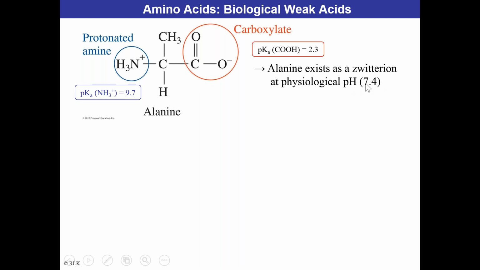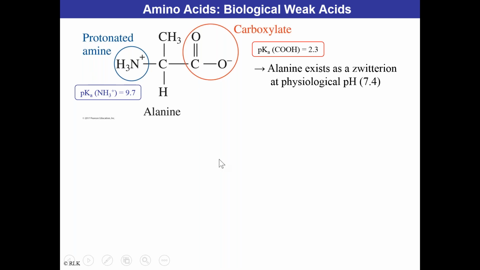How is that possible? Well, isn't the pH of 7.4 greater than the pKa? Yes. If it is, then the conjugate base forms, which is what this is, the carboxylate, as shown here with the negative on the oxygen. And what about over here with the protonated amine? Is the pH of 7.4 higher or lower than the pKa of the protonated amine? It's lower. So this is going to dominate.